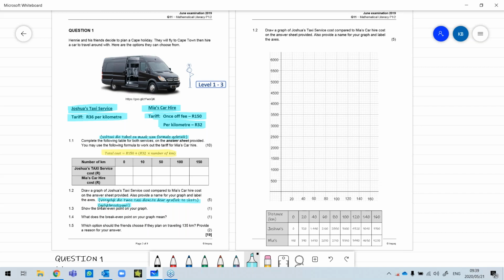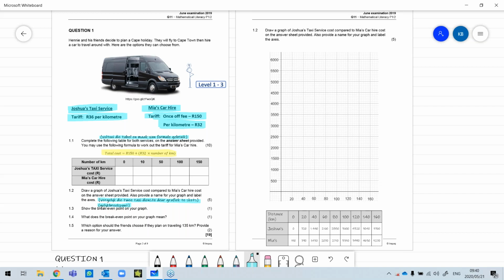For the Afrikaans learners, just be aware that you will see in the turquoise color here, there are some of the terms and question statements already translated for you and highlighted in a light blue turquoise color. So please, if you're unsure of the question statement, just refer to those highlighted sections and make use of those translations. Question 1.1. Complete the following table for both services on the answer sheet provided.